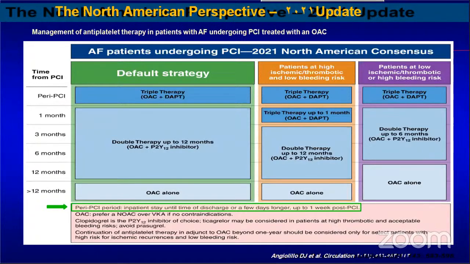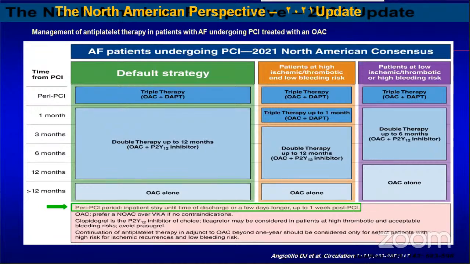These are the North American perspectives. It is now considered the default strategy. We use aspirin only for triple therapy, oral anticoagulant with that for only 1 week, and double therapy for 12 months, oral anticoagulant and the P2Y12 inhibitor, clopidogrel. After 1 year, it will be oral anticoagulant alone.